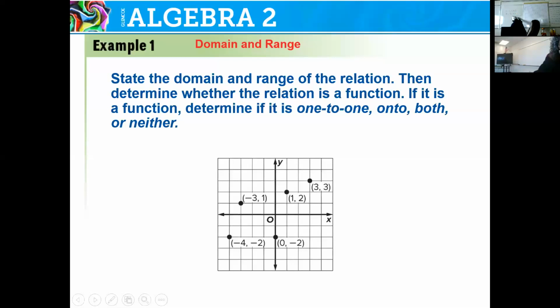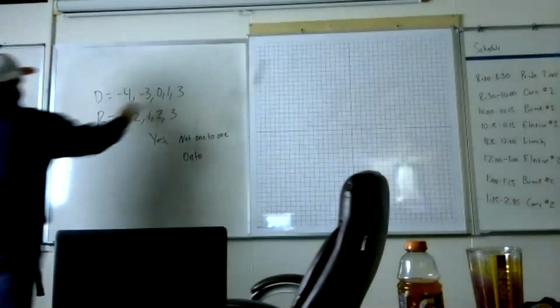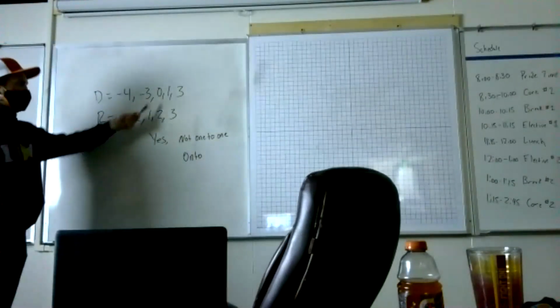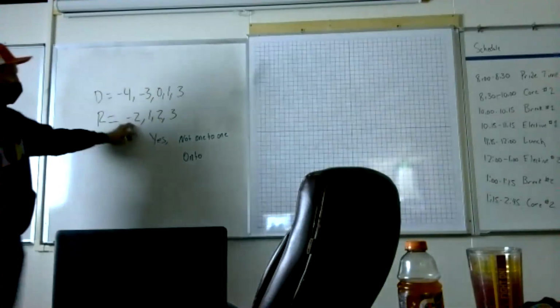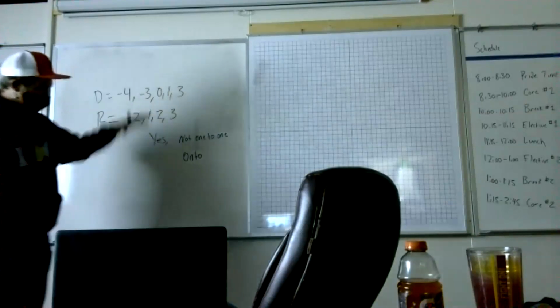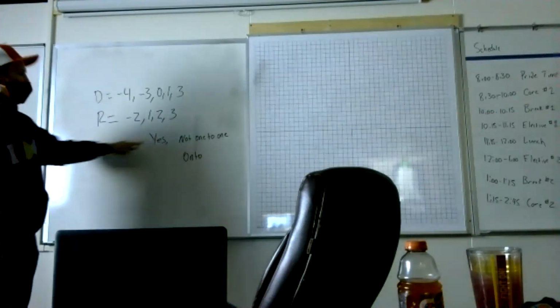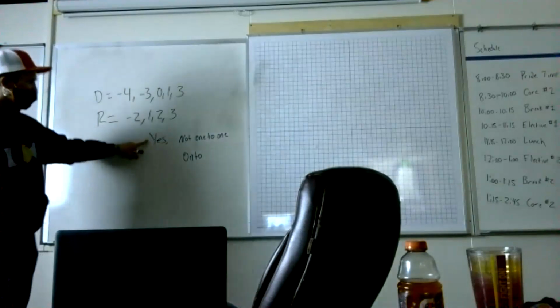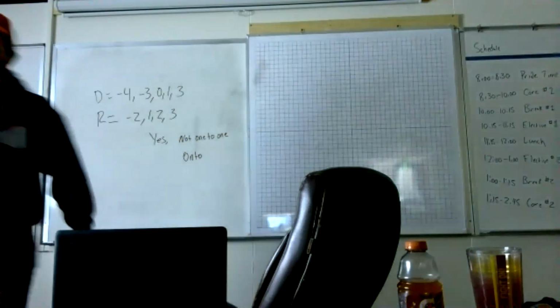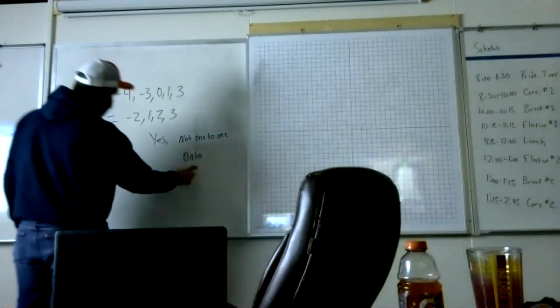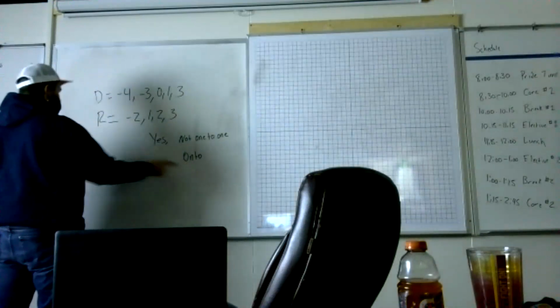So our answer, as we would put it, we would list the domain from least to greatest here, which once again was -4, -3, 0, 1, and 3. That's working left to right on the x values. The range from least to greatest, -2, 1, 2, 3. That's working from bottom to top. Okay, yes, it's a function. It passed the vertical line test. It's not one-to-one because each x value does not map to a unique y value. It's an onto function because each y value maps to an x value.